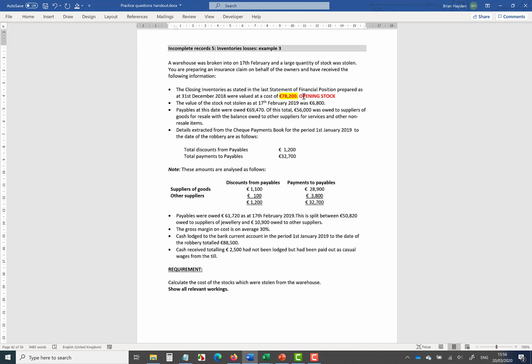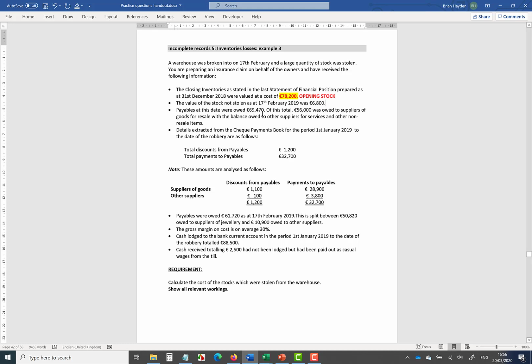The value of the stock not stolen at the 17th of February 2019 is 6,800. So some of the stock was obviously not stolen and another portion was stolen. We need to figure out the total amount of stock that we had and then deduct 6,800 from it when we have that calculated. That will give us the estimate of stock stolen. So that is something that we will do at the very end of the solution.